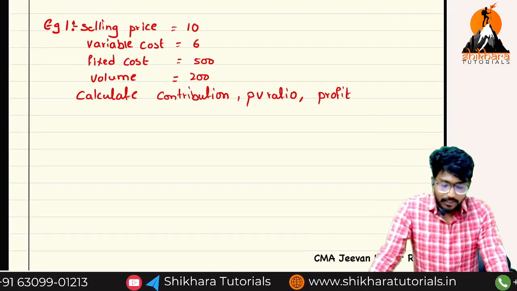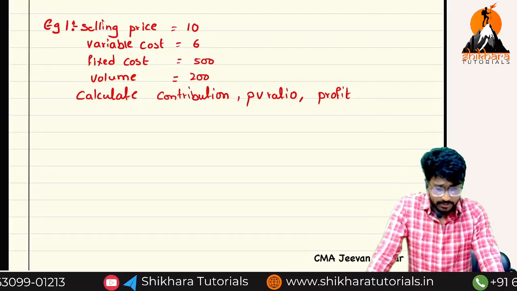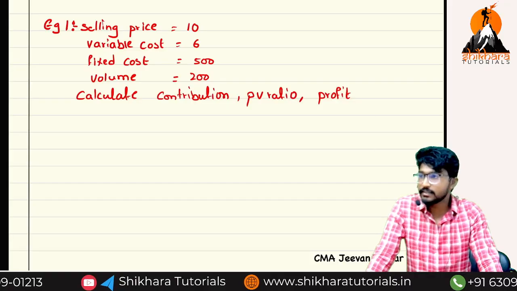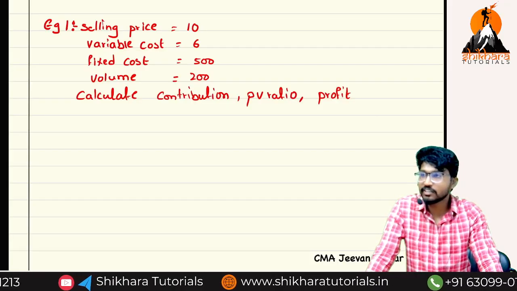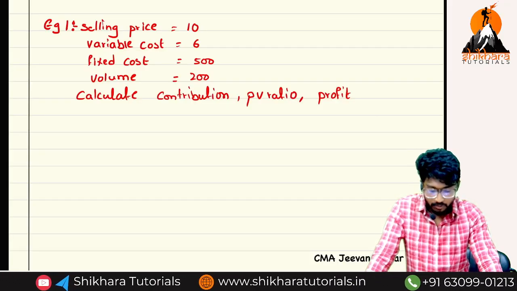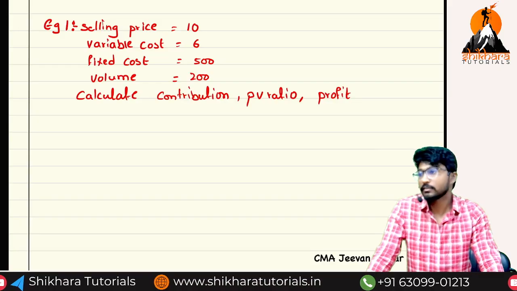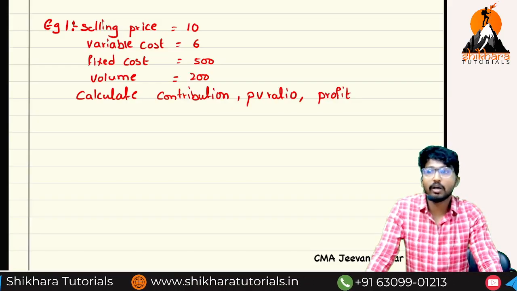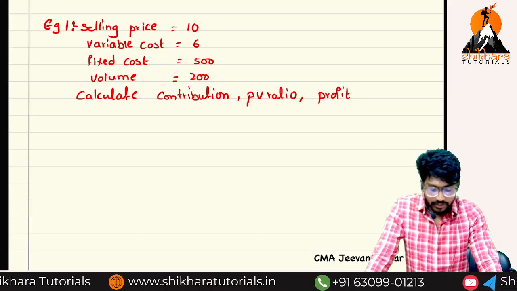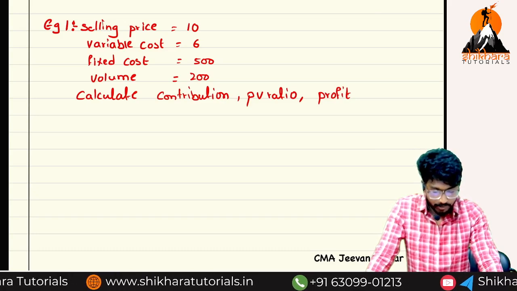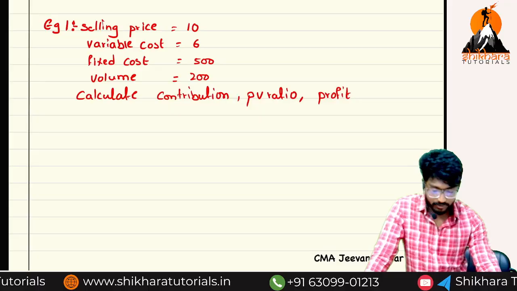Now, selling price is 10 rupees. Variable cost is 6 rupees. Fixed cost is 500. Volume is 200. Volume means output or units. You are required to calculate contribution, PV ratio and profit.